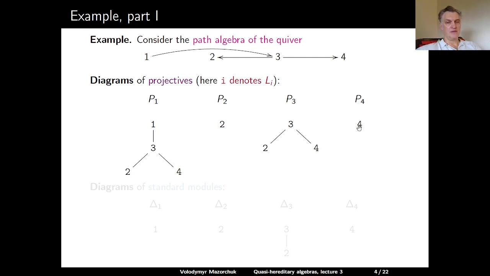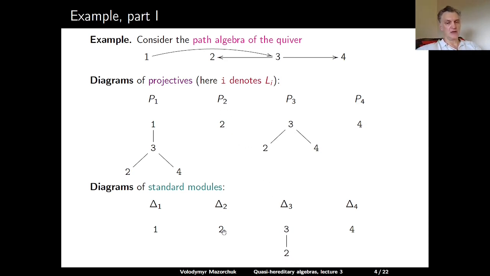Now, when we have all projectives, we can write down the standard modules. We start from the maximal, 4. So by definition, delta 4 is just P4, which in our case is a simple module L4. To produce delta 3, we take P3 and we factor out the submodule generated by all 4s. Here is the submodule, we factor it out, and we get a module which has top 3 and socle 2.